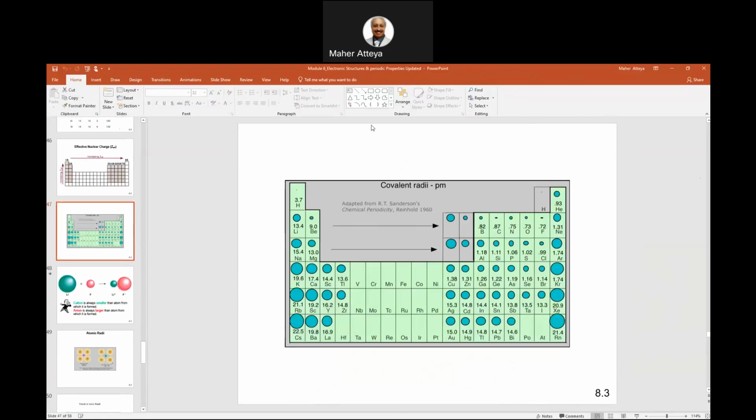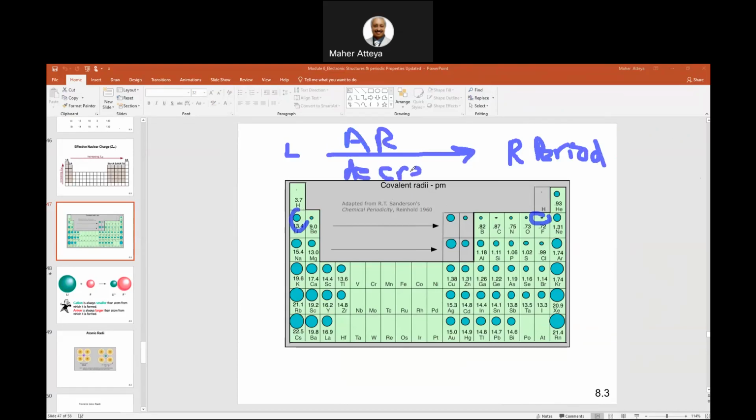So here it is. Atomic radius from left to right in the periodic table, within the period. This is the period here. Period, correct? Left to right, atomic radius, AR, will decrease. You can see the size of them, they are decreasing, correct? Look at the fluorine. See how small fluorine is, how big lithium is? So the atomic radius decreases.